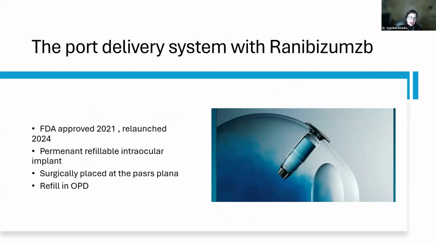So we talked about long-acting drugs. Now we need to talk about long-acting gadgets. Most of you will remember back in 2021, there was a lot of excitement about the port delivery system that gets refilled with ranibizumab every 6 months. Basically, it's an implant, usually inserted by a vitreoretinal surgeon at the pars plana, and then covered with a conjunctiva, and you get refillable injections basically every 6 months as an outpatient procedure. Initially, it caused lots of complications, hence it fell out of favor, and now it's reintroduced again.